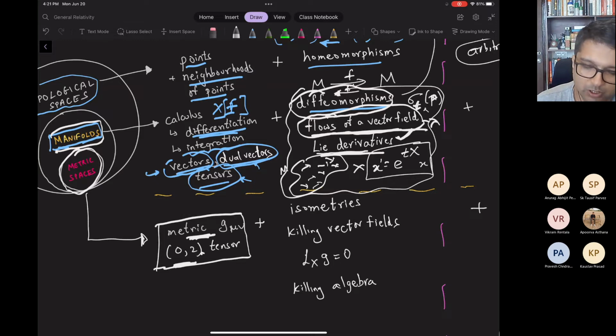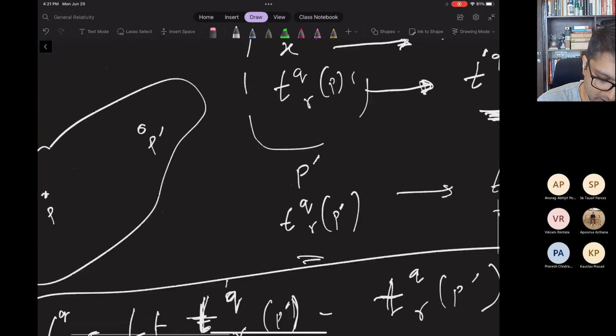Now what we want to see is, given that you had these properties of diffeomorphisms, flows of a vector field, and Lie derivatives, what happens to the metric under such flows, or under such diffeomorphisms, or what do the Lie derivatives of the metric look like? So this led us to the concept of isometries. The concept of isometries was that if you imagine that there is a diffeomorphism which takes you through some function f, it maps M to M.